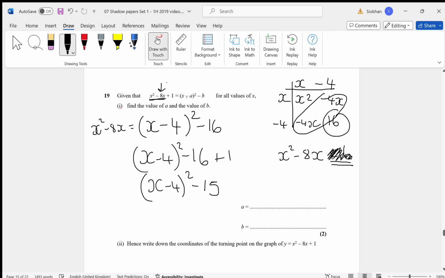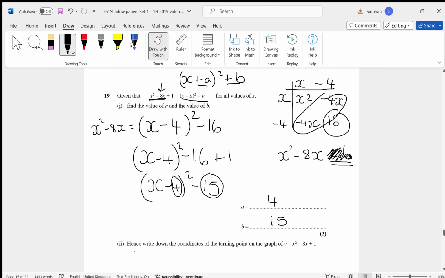Now be careful with this. It's using negative. Sometimes it does, sometimes it doesn't. If it was in the form of x plus a squared plus b, which sometimes it does, for this, a would be minus 4 and b would be minus 15. But because they've already put the minus in here, then a is just going to be 4 and b is going to be 15. So just be really careful with that.